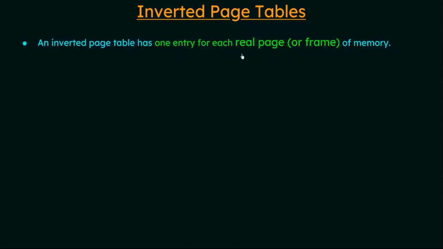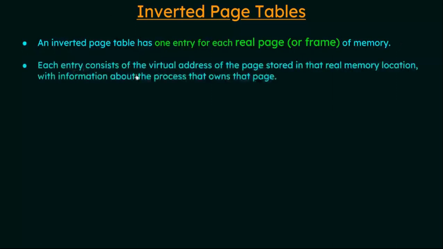One entry for each real page or frame. When I say real page, remember that this is a page that is present in the main memory. That is why we are also using the term frame here, because we know that in main memory we have frames. Only for each of these real pages or frames will there be an entry in the page table. Each entry consists of the virtual address of the page stored in that real memory location, with information about the process that owns that page.